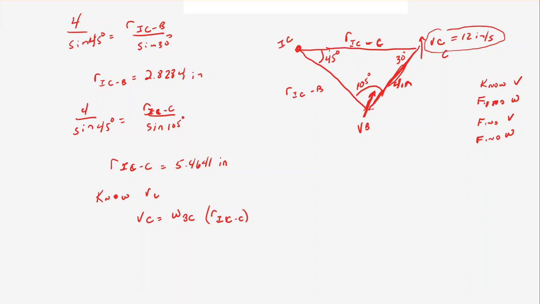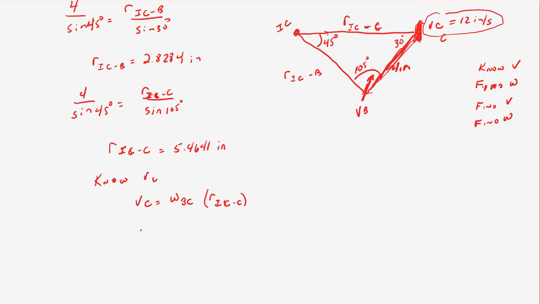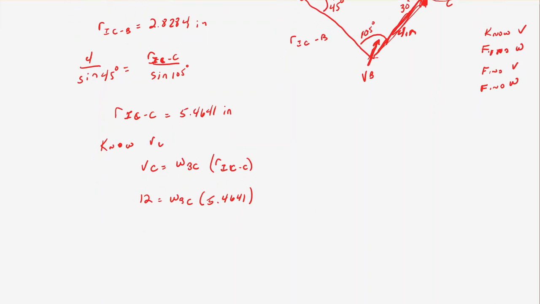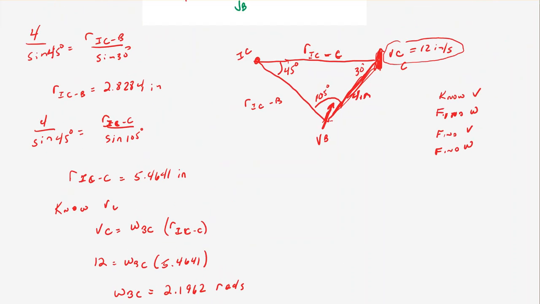All right. So then we can do this, because this part is the part that's controlling this, right? So here we go. V sub C, which is 12, is going to be equal to omega BC times 5.4641. So omega BC turns out to be 2.1962 radians per second. I don't know if that creeps you out or anything, but okay.